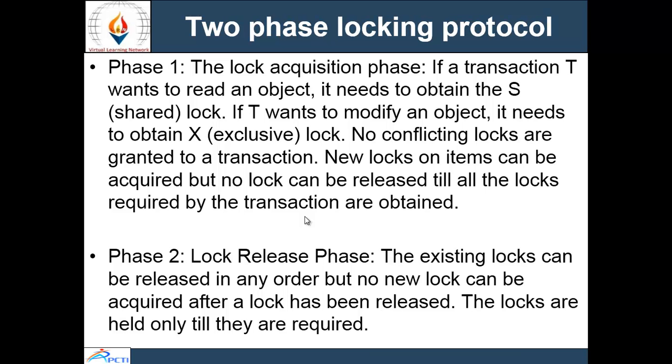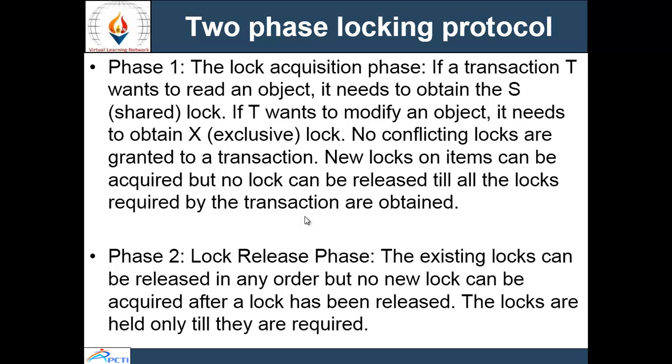Next is the two-phase locking protocol. In the two-phase locking protocol, there are two phases. The first phase is the lock acquisition phase. In the first phase, if a transaction T wants to read an object, then it needs to obtain a shared lock on it. And if T wants to modify an object, it has to obtain an exclusive lock on it, and no conflicting locks can be granted on a particular transaction. New locks on items can be acquired, but no lock can be released till all the locks needed by the transaction are obtained.